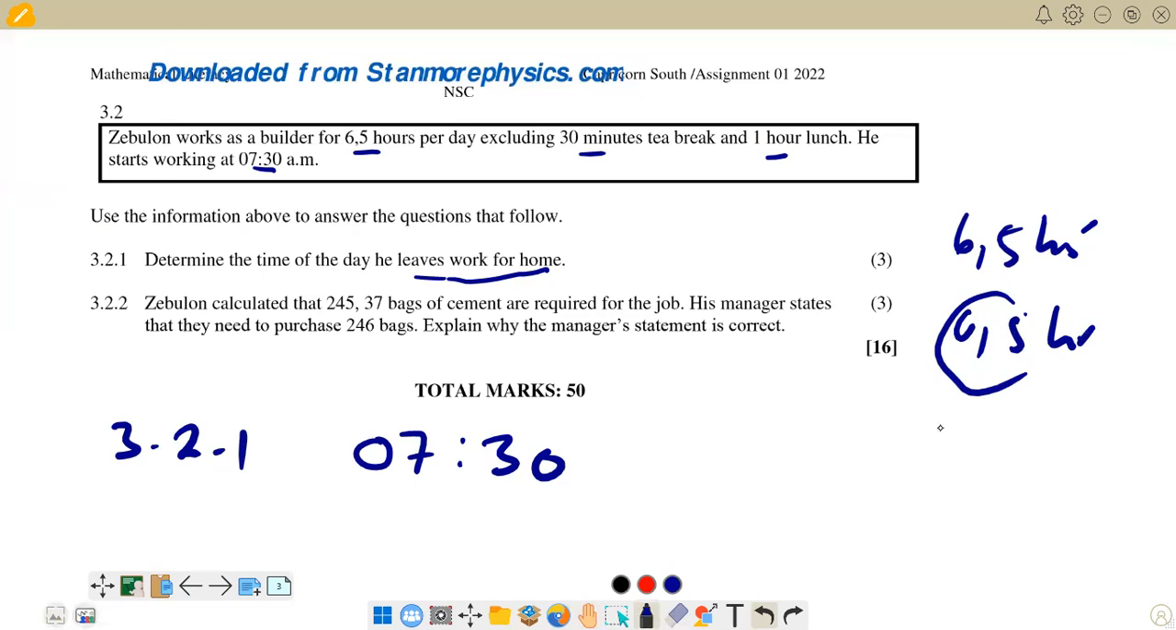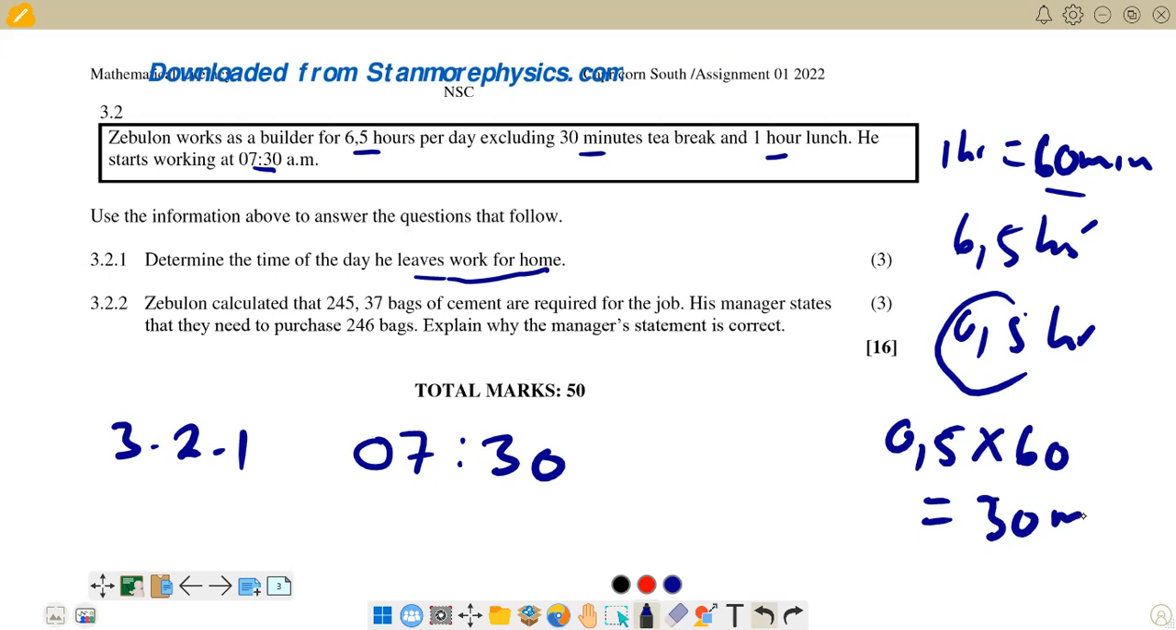And we know that in 1 hour we have 60 minutes. 1 hour is equal to 60 minutes. So what does it mean? It means 0.5 hour is the same as 0.5 times the total minutes that we have in an hour, which is 60 minutes. We multiply by 60 here, we get our 30 minutes. So it means this 6.5 hours is the same as saying 6 hours 30 minutes. So here we are going to add 6 hours 30 minutes to 07:30.